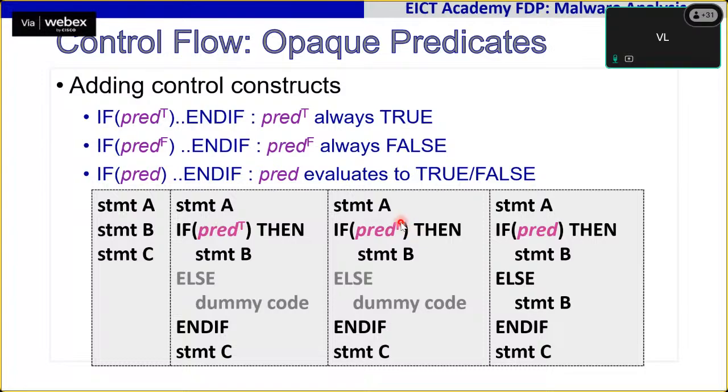Or I can use a predicate which is always false. The dummy code should come here, then dummy code, otherwise statement B.